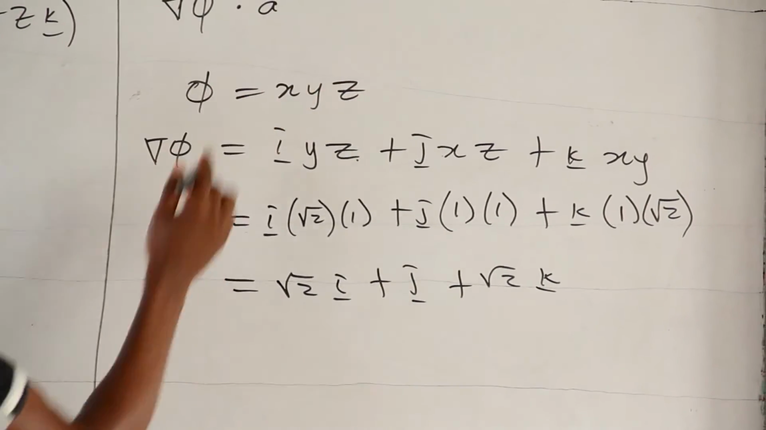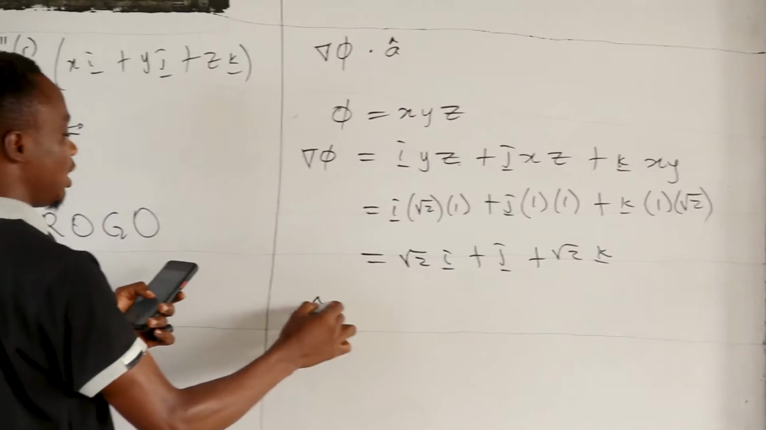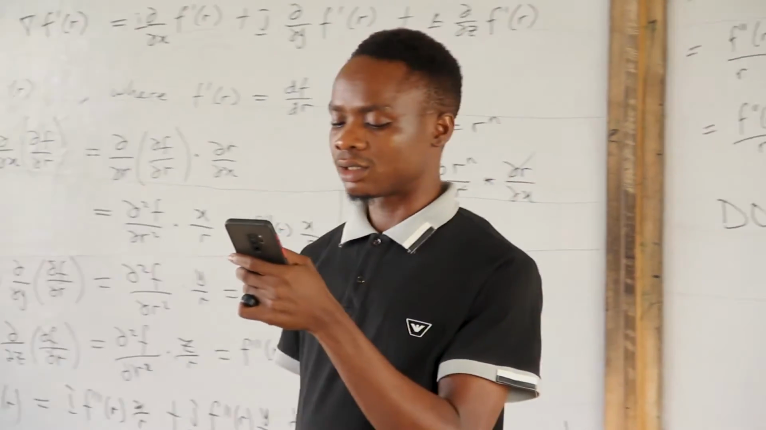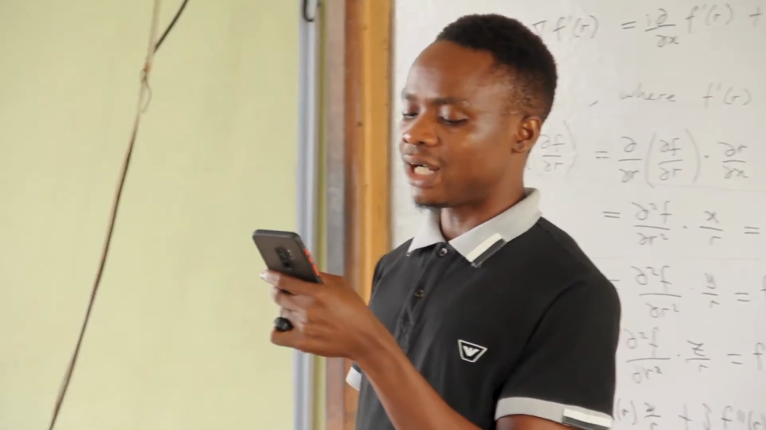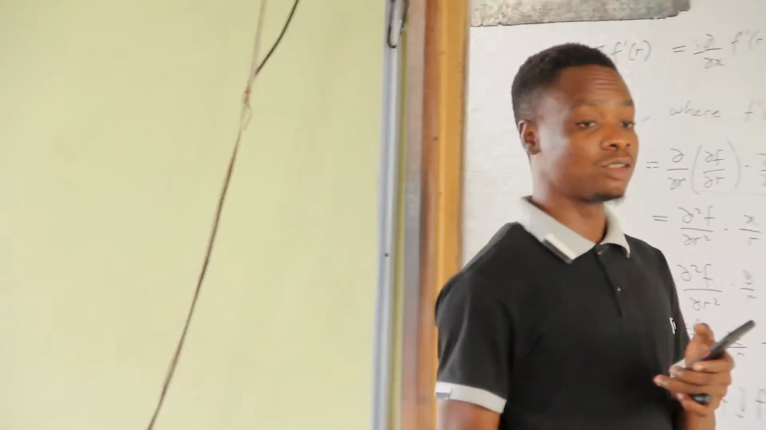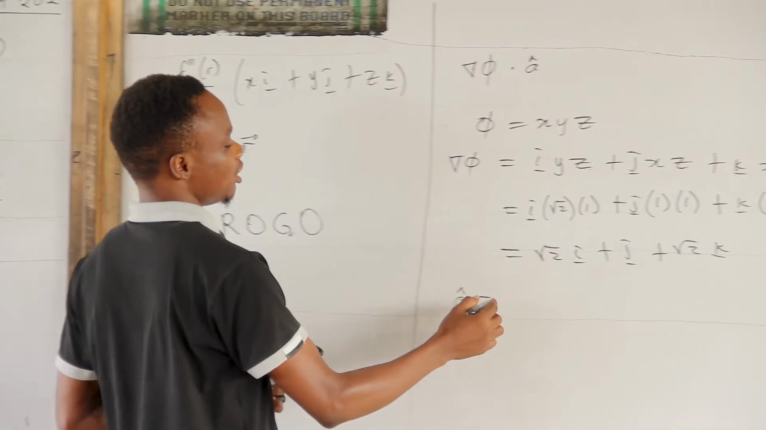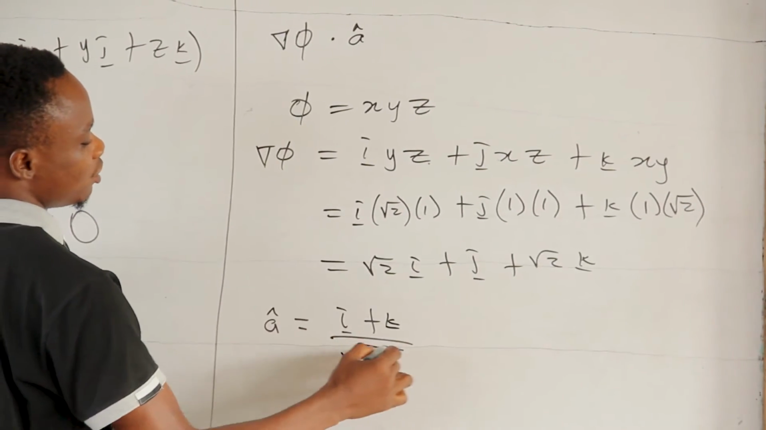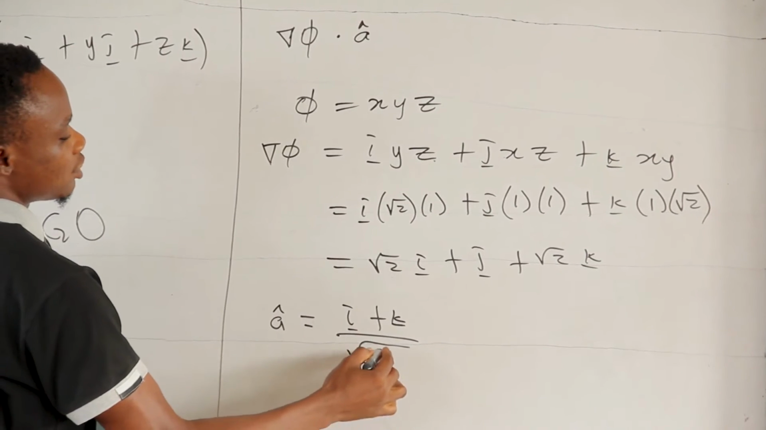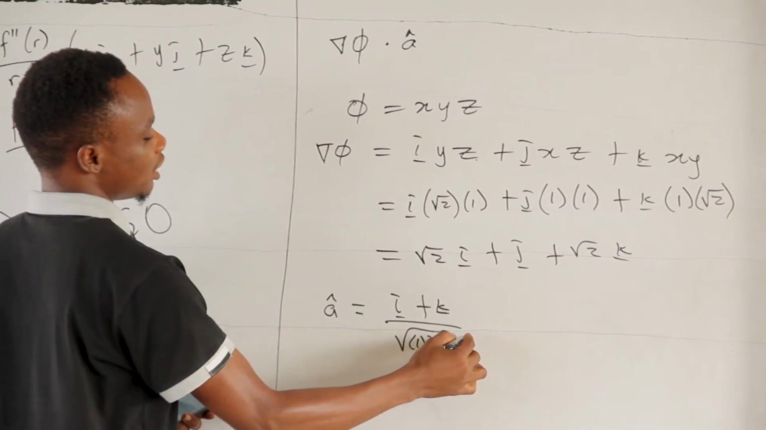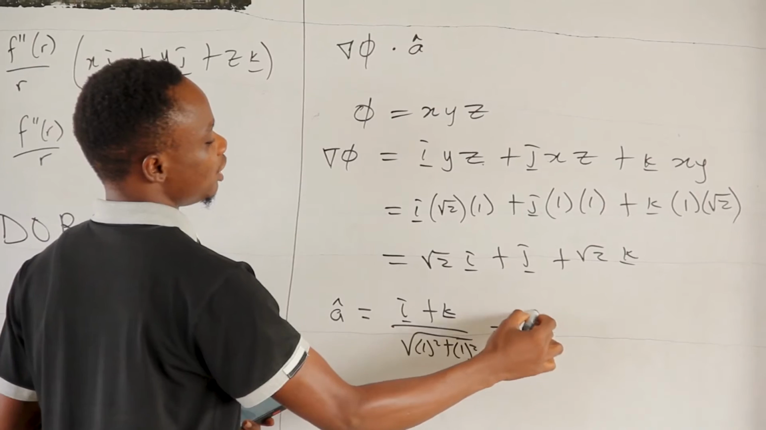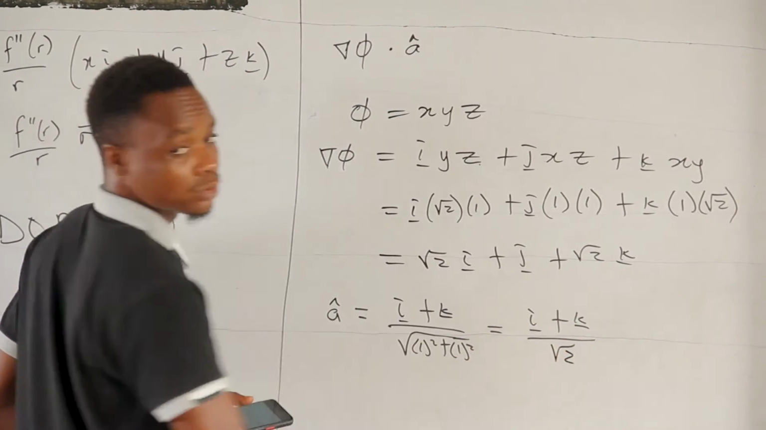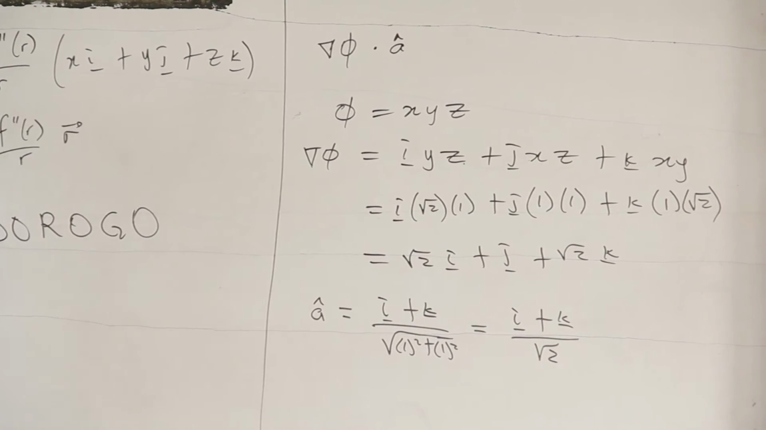So what does this give you now when you dot it with the unit vector along A? A is given as, where is it? The direction of i plus k. So our vector A is i plus k. So the unit vector in the direction will be i plus k divided by square root of 1 squared plus 1 squared. Does that make sense? It's going to be i plus k divided by root 2. Is this clear?